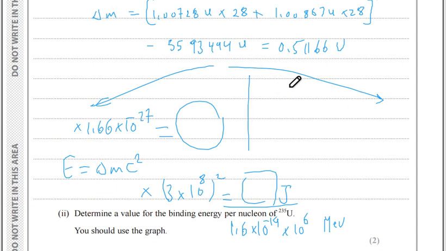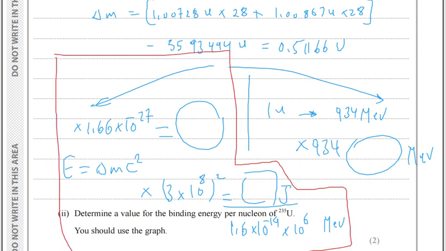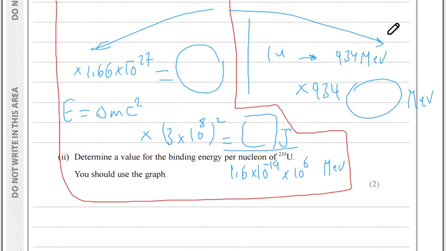Another approach is to use the already calculated 934 MeV for 1 u. This is the equivalent energy of 1 u. So we can just multiply this number by 934 and we will get the answer in MeV, in a shortcut. Okay. However, in the mark scheme, the only way mentioned is this method. One last thing, don't forget to divide by A in both approaches, and the answer should be 8.53 MeV.